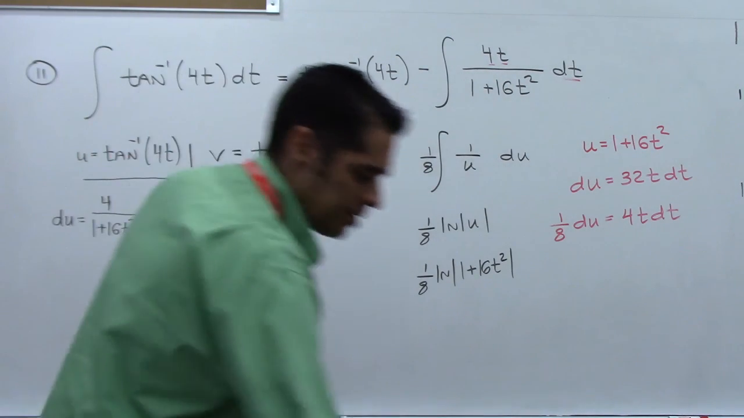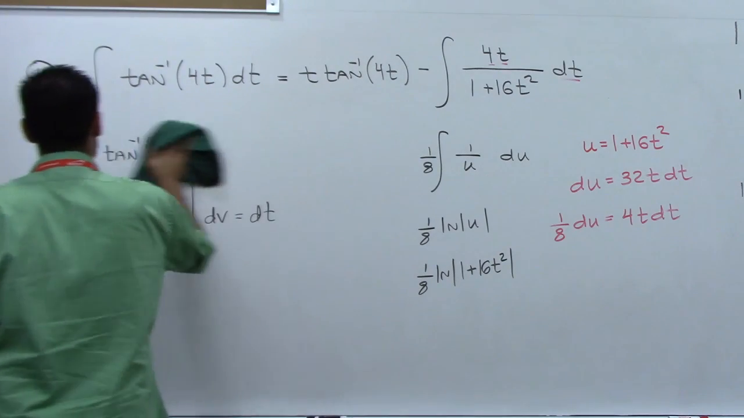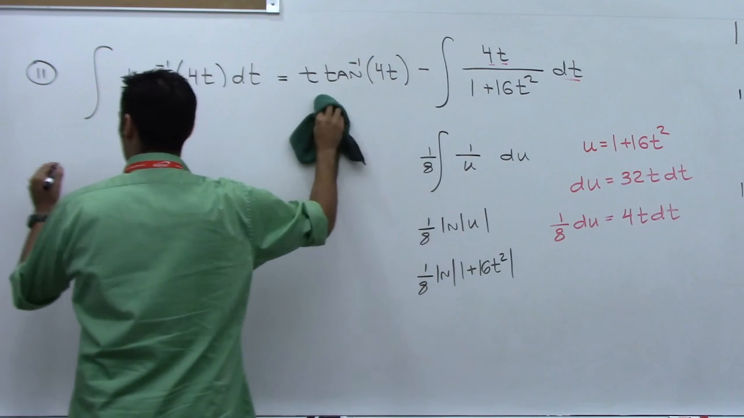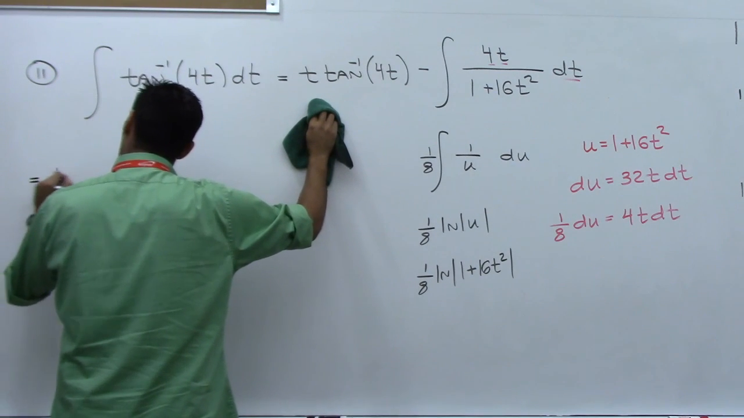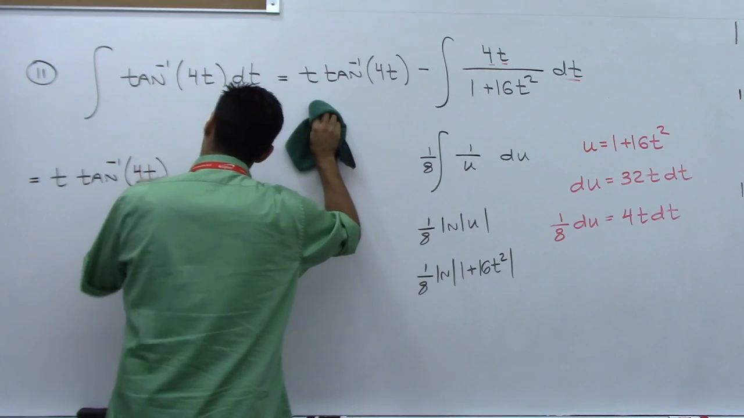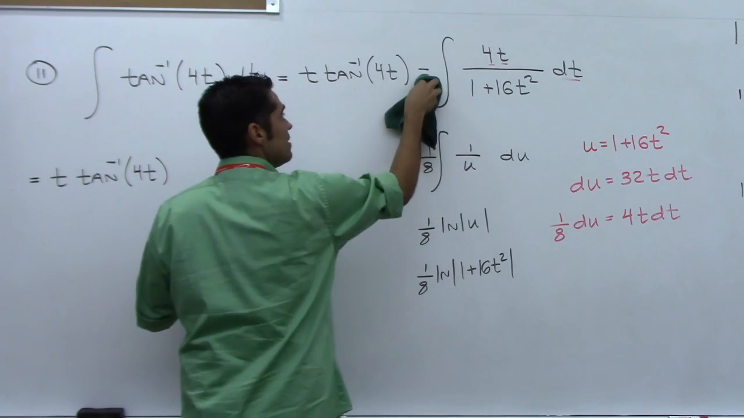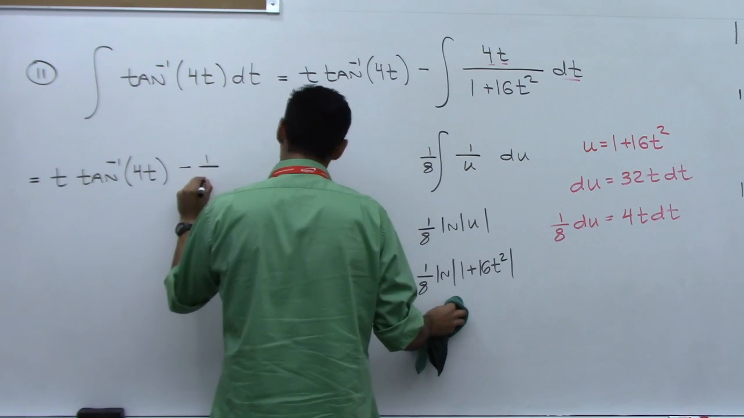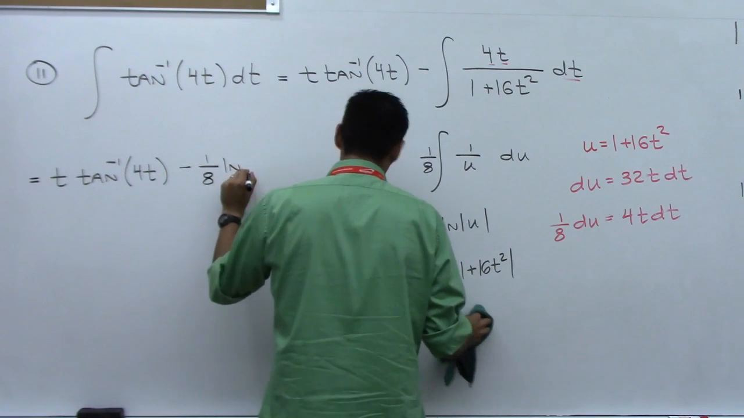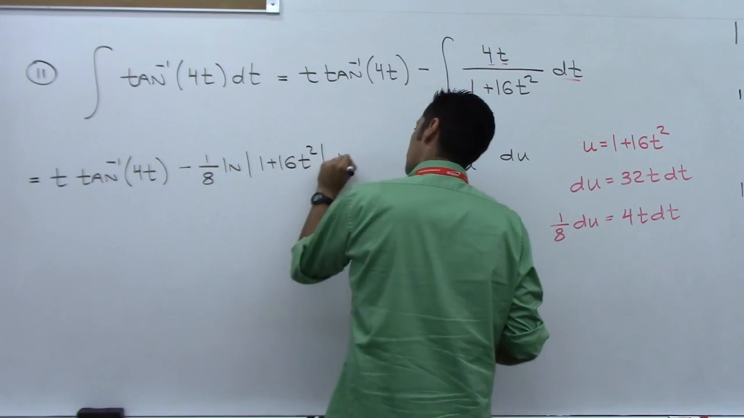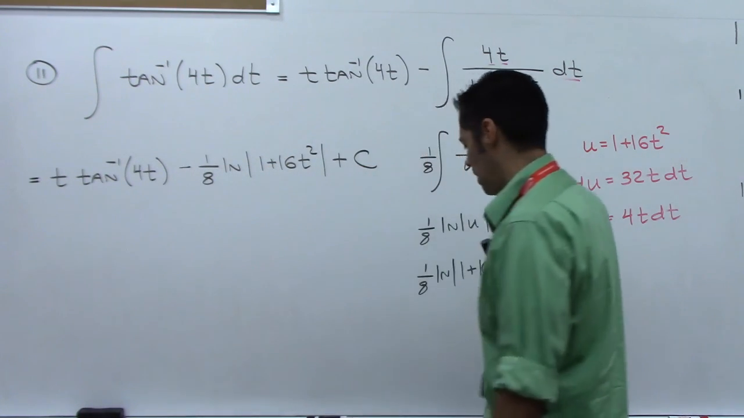So my final answer is going to be this part here. So t arctangent, or t times arctangent of 4t, and then I have minus this, minus 1/8 natural log 1 plus 16t squared plus some constant. And I'm done.